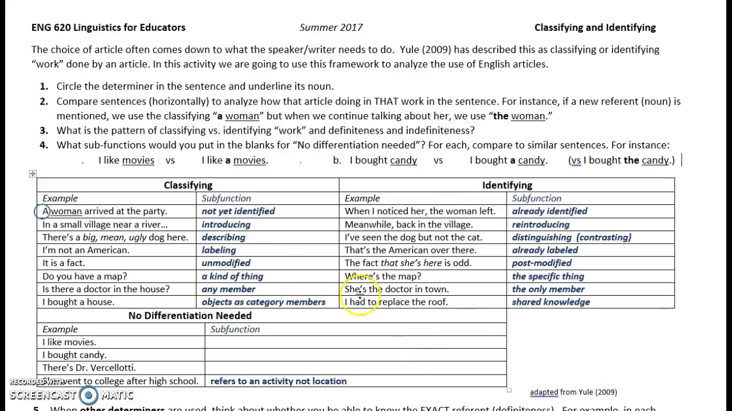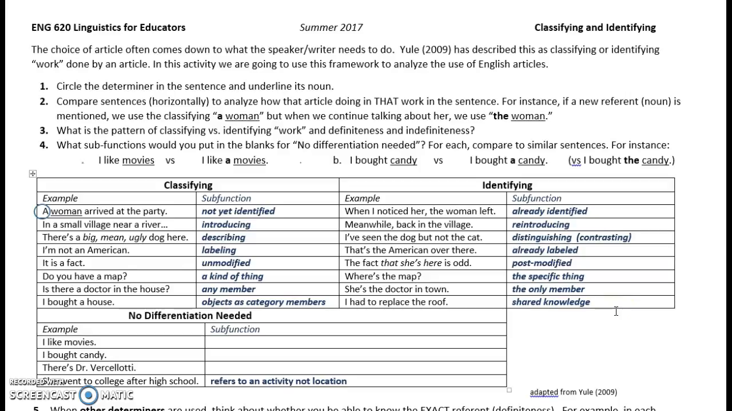Let's move on to the describing and the distinguishing or contrasting. When we have some describing words like a big, mean, ugly dog, we can use the indefinite article. There's a mean, big, ugly dog here. But if we're distinguishing or contrasting, we might say something like, I've seen the dog, but not the cat. Distinguishing which of the references in the real world we have seen and which we haven't.